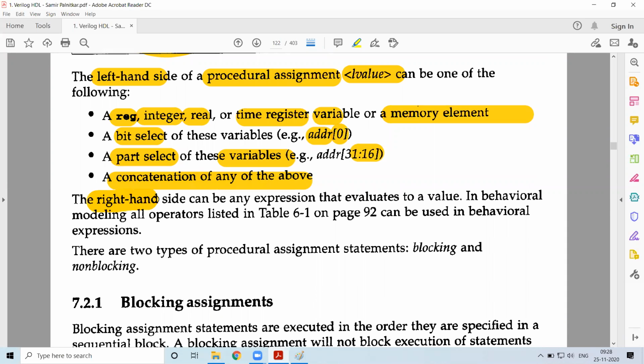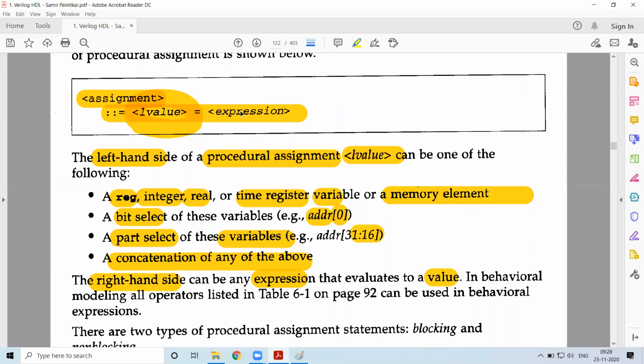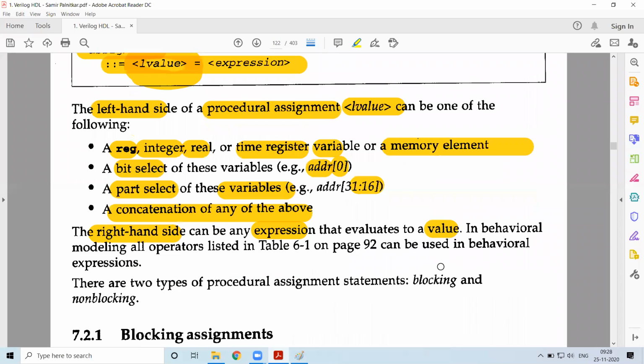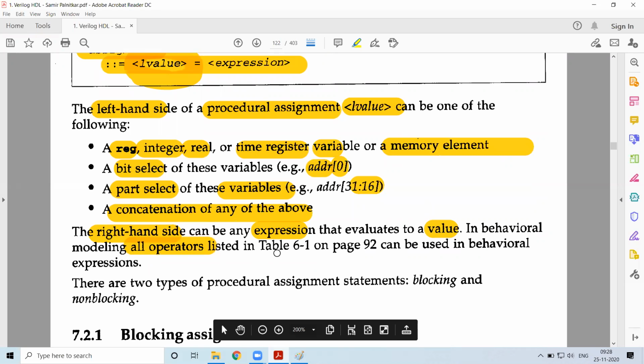So what should be the right-hand side? It can be any expression that generates a value. That value will be assigned to the left-hand side of this statement. All the operators that you studied in behavioral modeling can be utilized over here, say the logic operators, relational operators, and bitwise operators.